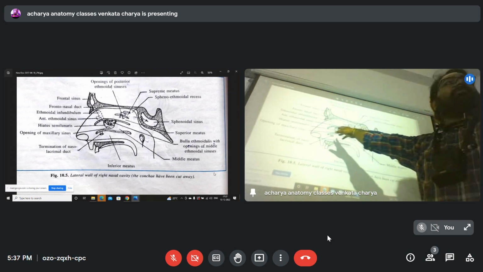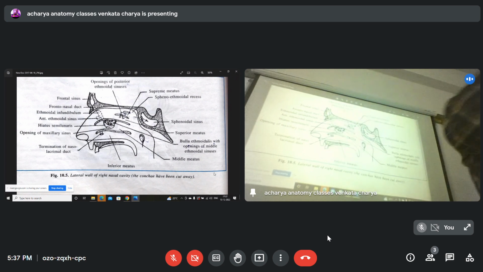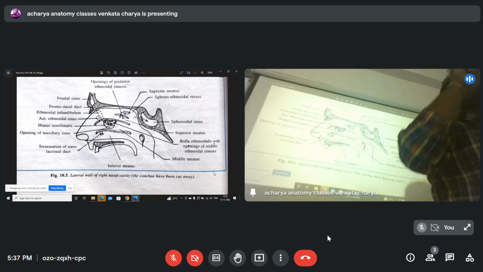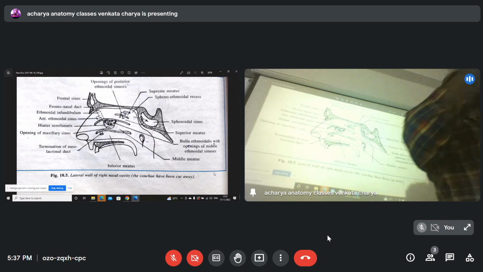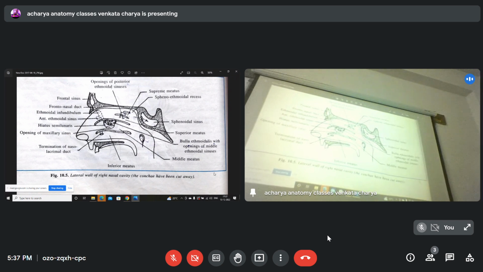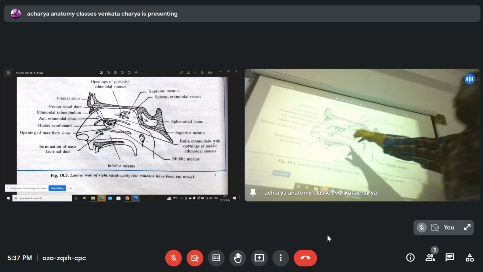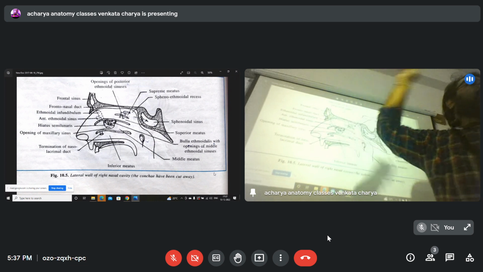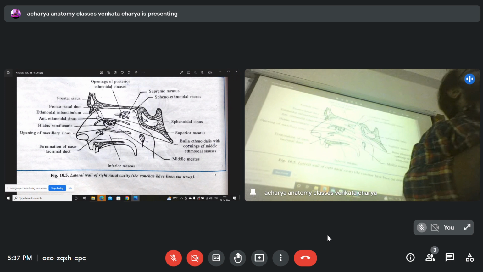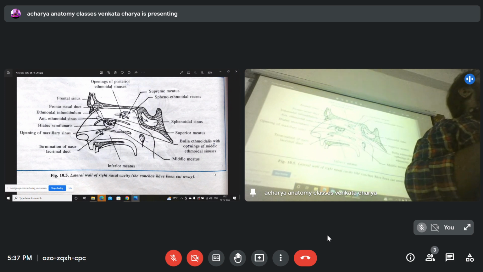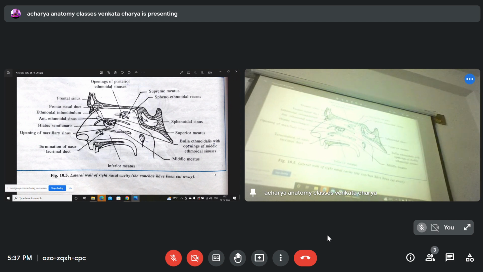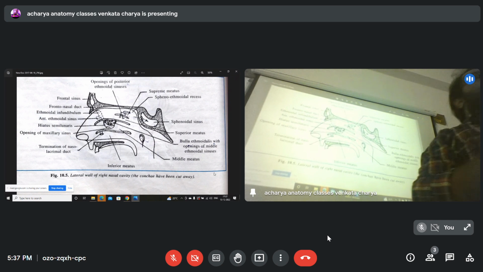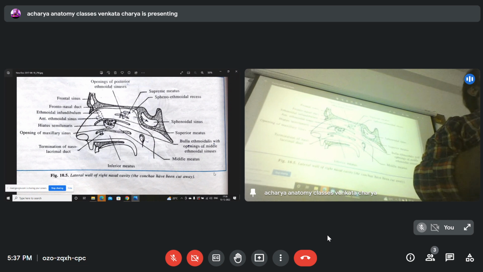Add one more point. The anterior end of the hiatus semilunaris, there is the opening of anterior ethmoidal air sinuses. Anterior ethmoidal also opens there, and frontal also opens there. Okay. Anterior ethmoidal air sinuses.